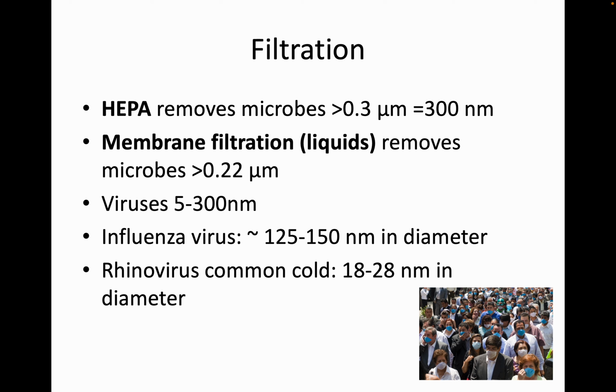All right, another way that we can control microbes is by filtration. We use HEPA filters to filter air, and that removes microbes that are greater than 0.3 microns or 300 nanometers. Membrane filtration removes microbes from liquids, and that can be anything larger than 0.22 microns.